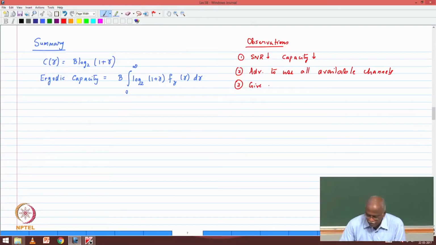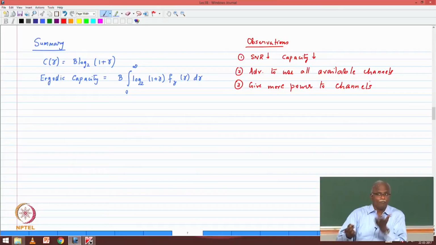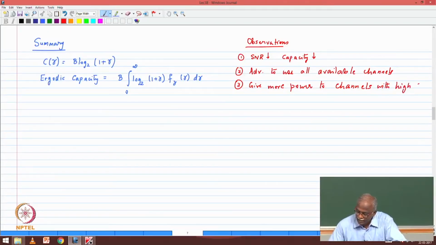And the third point is that it is to our advantage to allocate more power to channels with higher SNR. Okay, so you're creating more of an imbalance, but the idea is to achieve capacity, and to achieve capacity, this seems to be the direction in which the examples are pointing us. Channels with high SNR. Okay, so these are at a high level the key points that we have observed.